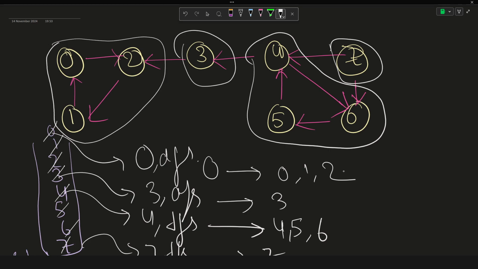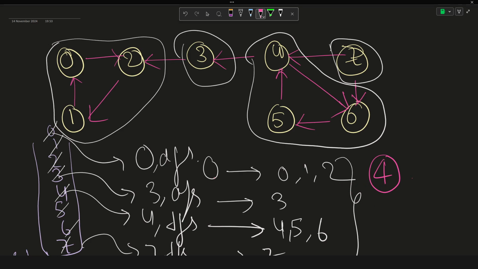And what is the number of times we have to start our DFS call? So we started our DFS call in total 4 times, like from 0, then from 3, then from 4, then from 7. So total number of calls that we did for DFS is 4. So we can say that the total number of strongly connected components present in this graph is 4.